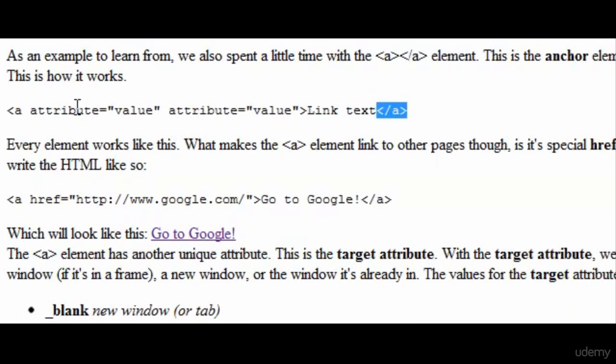And your attribute and value, they can be anything. Obviously your attribute has to be an attribute and the value has to be something else. This is just an example to show you that the anchor element does support attributes and custom values. Now pretty much every element works like this. What makes the A element link to other pages though is its special href attribute.